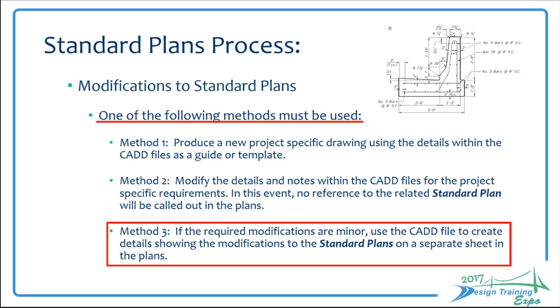Well, all you've got to do is grab that one specific detail, place it on a separate plan sheet within your contract plans, title it specifically a modification to standard plan and whatever that particular index number is, and that's all you would need to do. And like I say, that's the most common approach, is that you just have to change one minor detail for project needs.